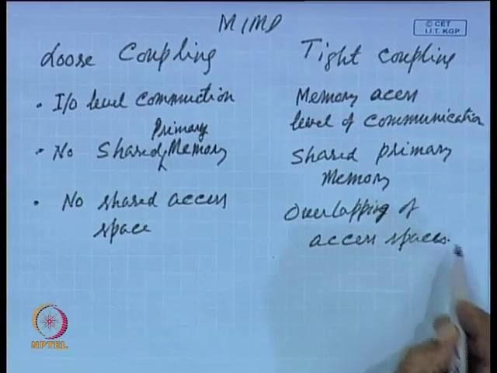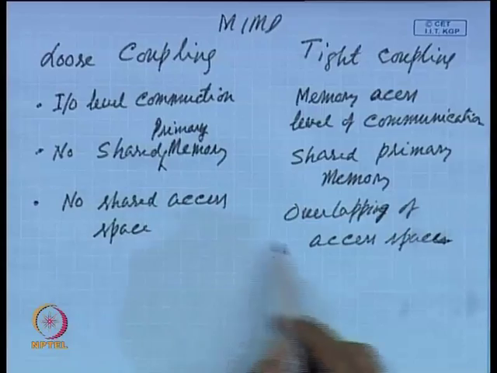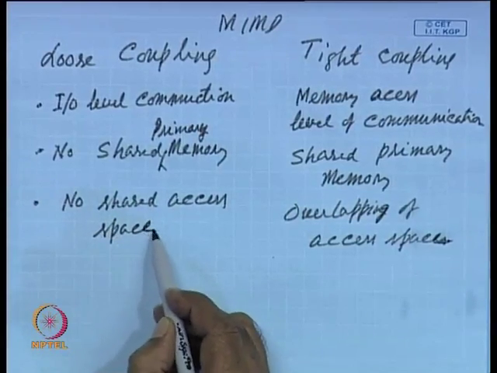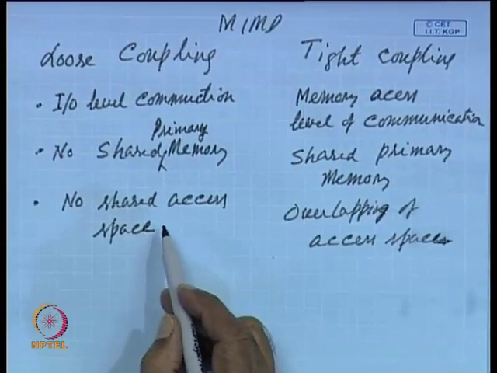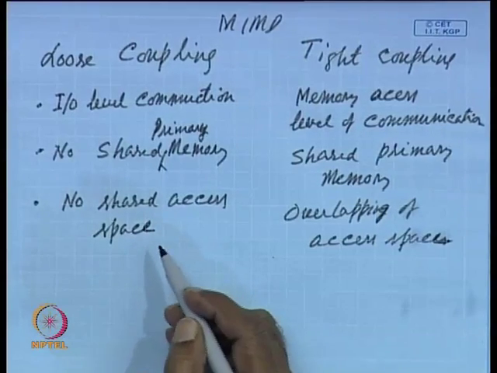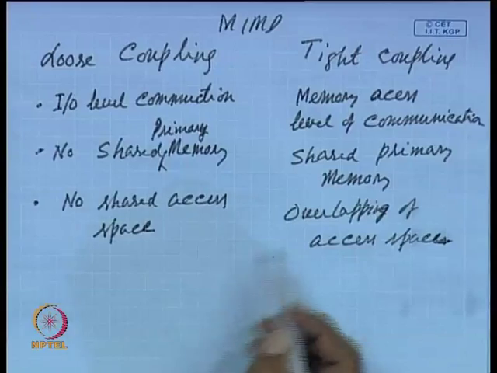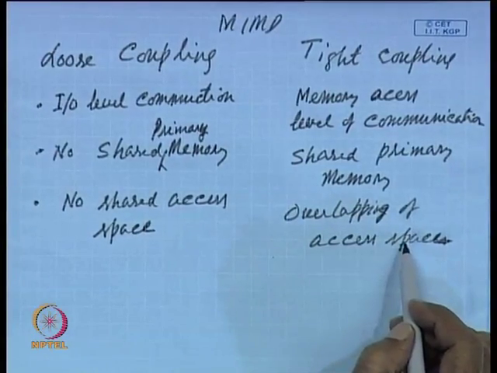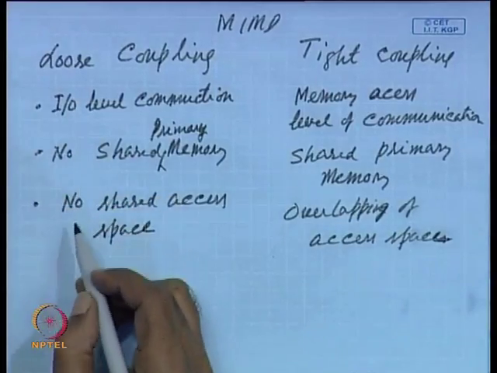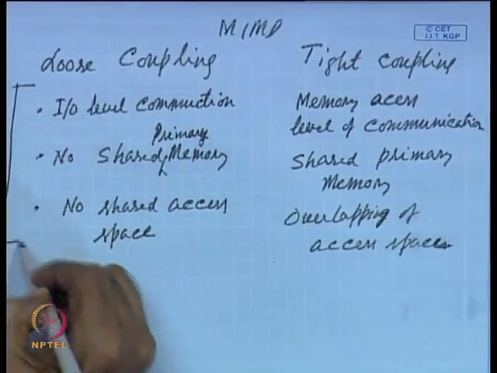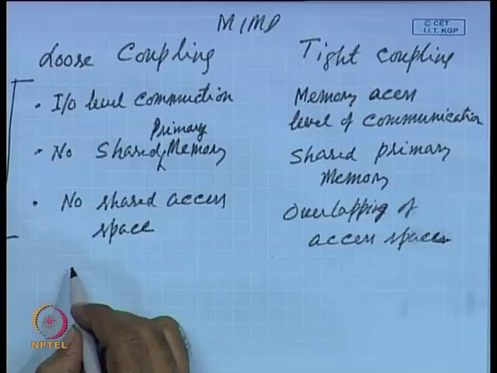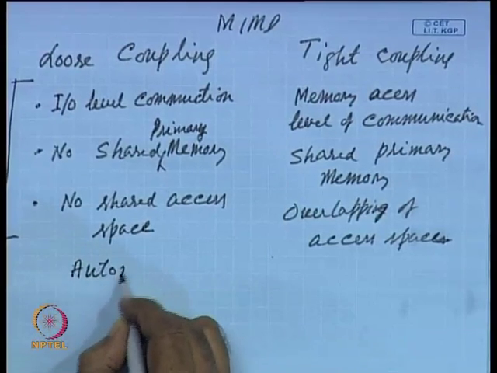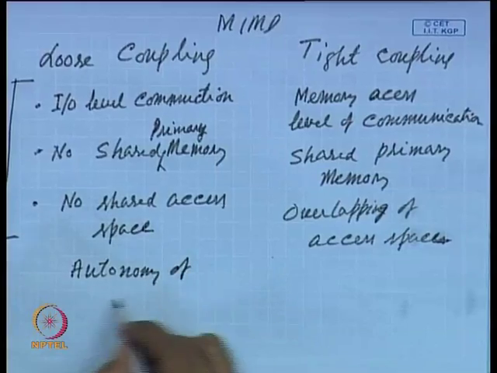multiple programs or multiple processors. But in the other case there is no shared access space. So, the memory pages cannot be accessed by other users. So, there is no shared access space here, versus overlapping of access space, and this is from the viewpoint of physical interconnection. Then logically, in case of a loosely coupled system, there is autonomy of processes.